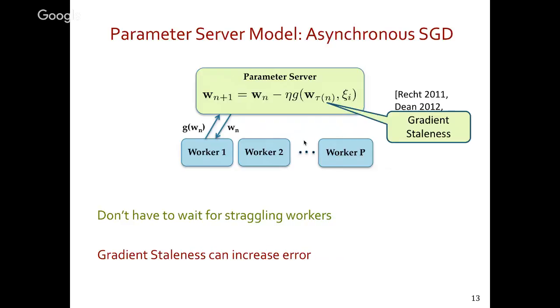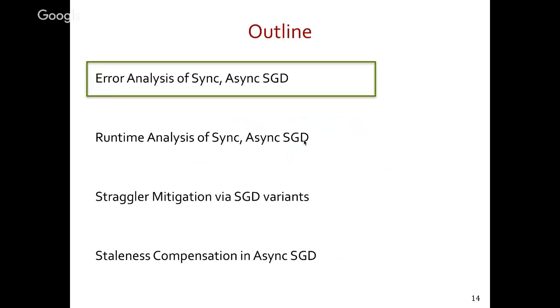So the objective of our work was to understand these trade-offs between error and runtime and try to strike the best balance between synchronous and asynchronous SGD. That's why we first looked at the error analysis. We'll first discuss the error analysis of synchronous and asynchronous SGD, then do runtime analysis, and then put them together to see whether we can construct straggler mitigation strategies and staleness compensation strategies that give the best performance in terms of error versus runtime.